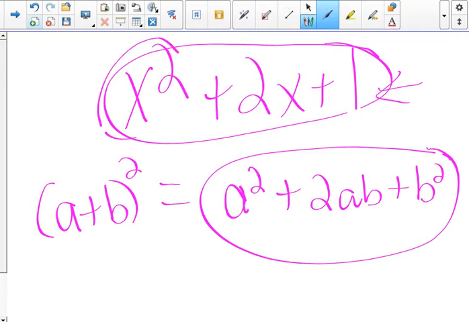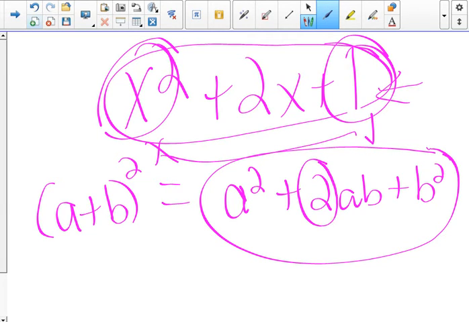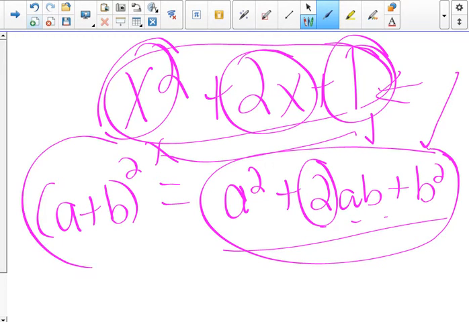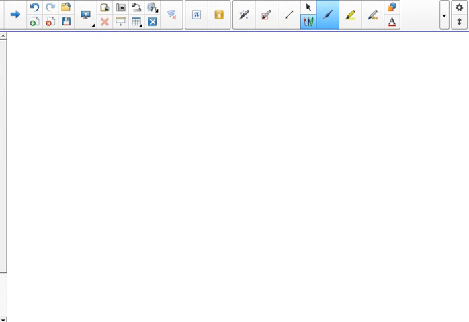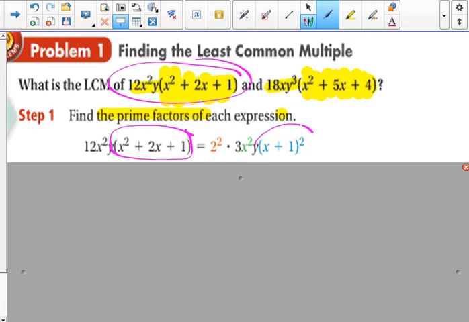Because what is the square root of x squared? x. What's the square root of 1? 1. Multiply x and 1 together, you get 1x. Now double it. See, that's your 2 times a times b. That's going to be 2x. So this fits our equation perfectly. So we know that this is a binomial squared. It's (x plus 1) squared. So rewrite it, and that's what they did right there.